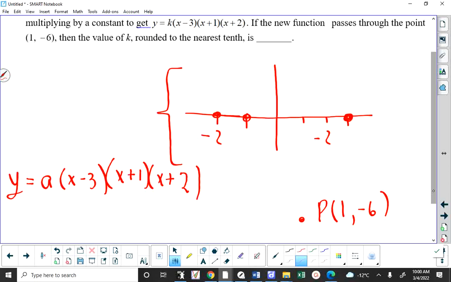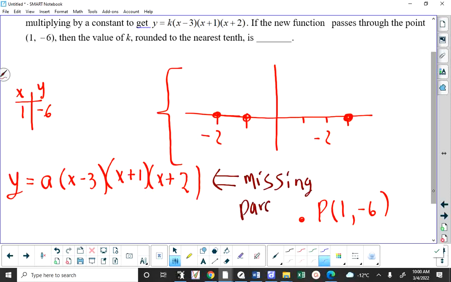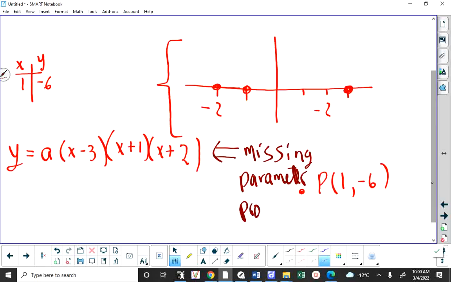But then in order to find this number, you're going to load in an ordered pair. And the ordered pair here is (1, -6). So I'm going to put -6 here, and I'm going to put 1 every place there is an x. So at the most fundamental level, this is a missing parameter issue or problem. And I've tried to use that phrase again and again and again.